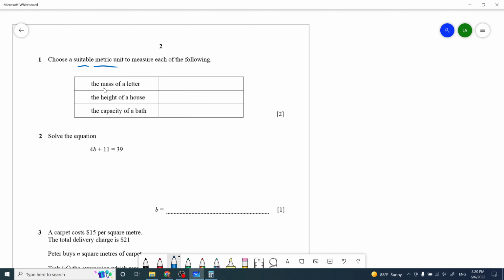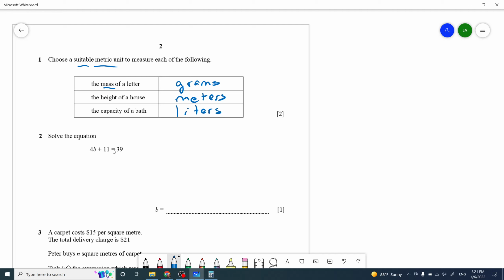So here we want the mass of a letter. Mass is going to be grams, kilograms, and so on. A letter is pretty small, so I would say that grams is probably our best option here. Next, we have the height of a house, unless you live in, well, no, even if you live in a tall house. If you live in a super baby house, maybe you'd use centimeters, but maybe a doll house, but a normal house, you're going to be using meters. And finally, the capacity of a bath. Generally, really the only units that we use are going to be milliliters and liters. So liters being the bigger of those is likely the best unit to use here.